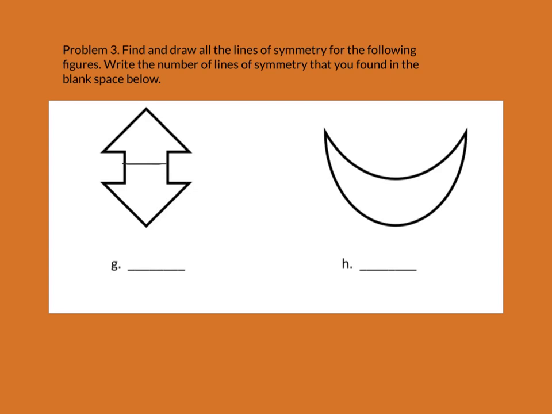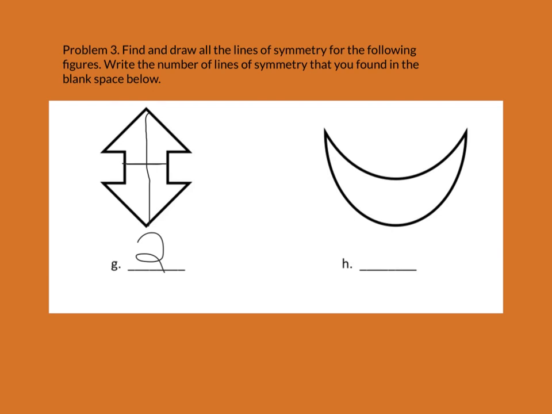Another line of symmetry would be if we were to draw a line going this way. Do we agree that this side and this side, if they were split apart as two separate objects, would be the same object, just reflected? So we have two lines of symmetry for our first object.